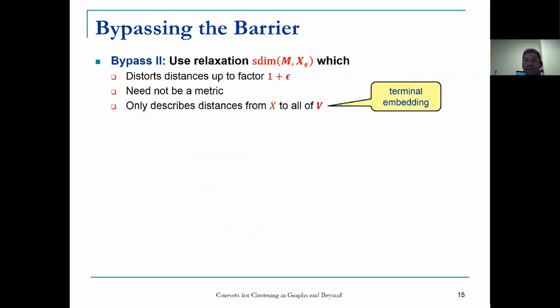This is something similar to X or similar to the metric, but it distorts distances up to a factor 1 plus epsilon. Since we don't care about distortion, if we distort every distance by 1 plus epsilon, the cost of any clustering into any k centers will not change by more than 1 plus epsilon, which is something that we allow anyway. So we lose epsilon here and epsilon from the other lemma, so together it's like 2 epsilon. I call it here SDIM of M, comma X epsilon. This is not like in the paper, but this is the intuition, that it allows distortion.